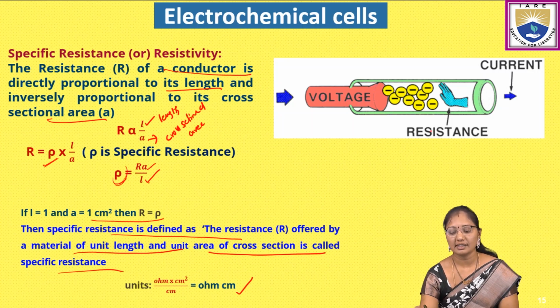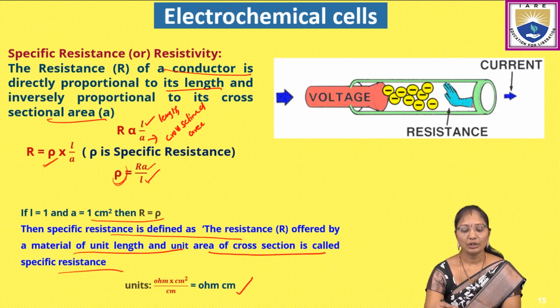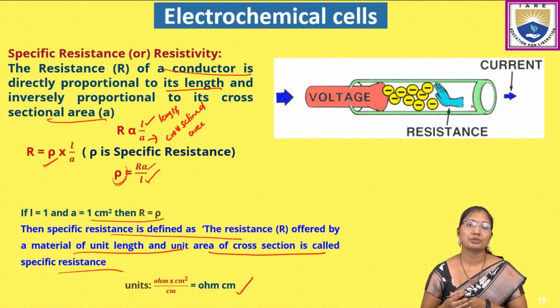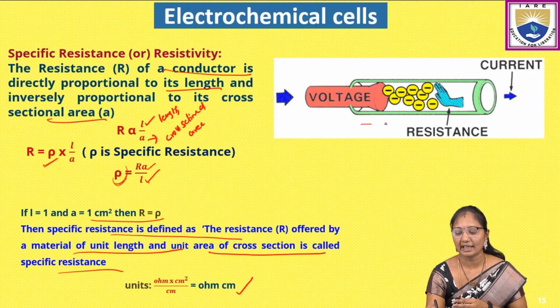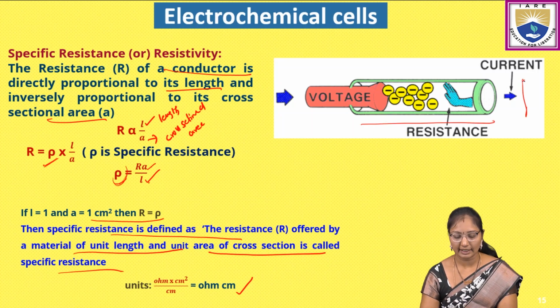So here the resistance, here the current flows. It is directly proportional to the length and inversely proportional to the cross-sectional area.